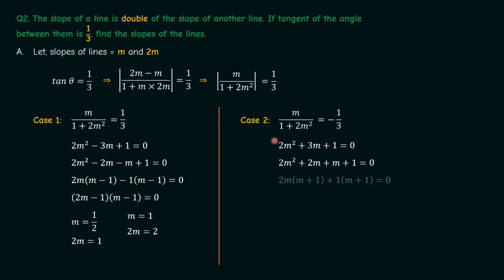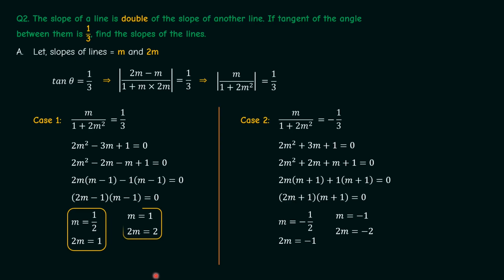Now we will solve case 2. Similar to the first one, we get (2m plus 1) into (m plus 1) is equal to 0. So therefore, m will be either minus 1 by 2, and in this case 2m is minus 1, or m can be minus 1, and in this case 2m is equal to minus 2. So therefore, we have got a total of 4 cases, and all these cases satisfy the given problem.